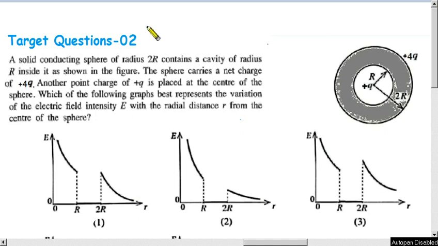Children, here is our next target question number 2. Let us solve this. You have to solve it on your own.